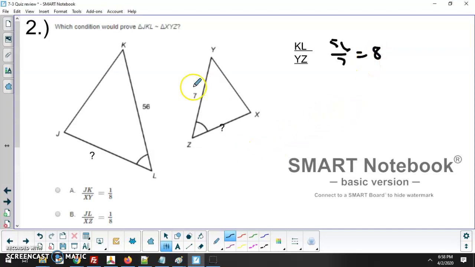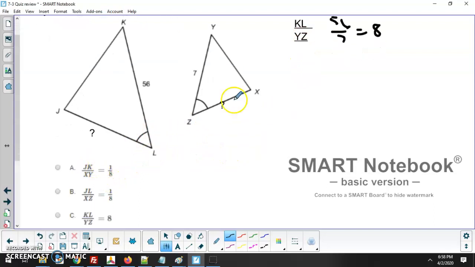That reduces to 8. So the ratio from big to small is 8. All right. Now let's see which ratios use those sides. JK, YX. That would give you side-side-angle. You have to use the sides so that the angle is between the two sides. See, one side, other side, angle.